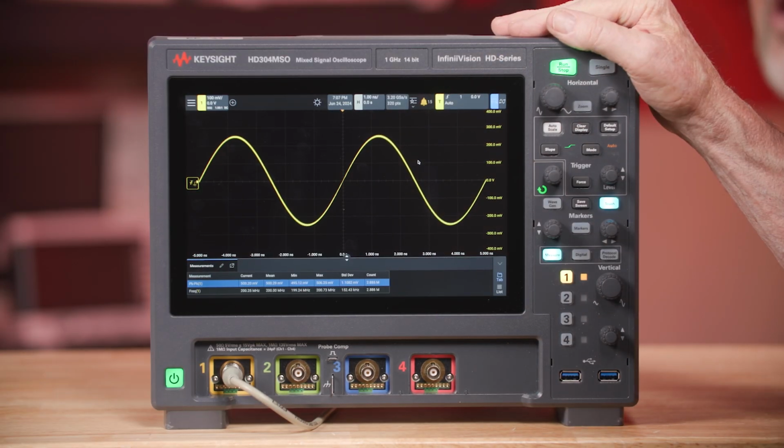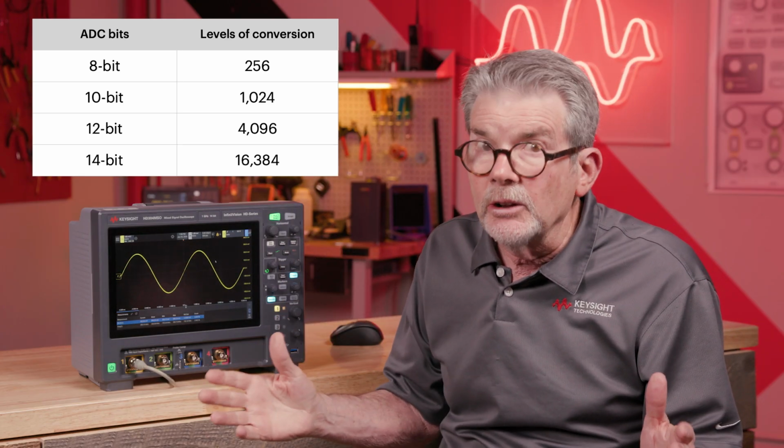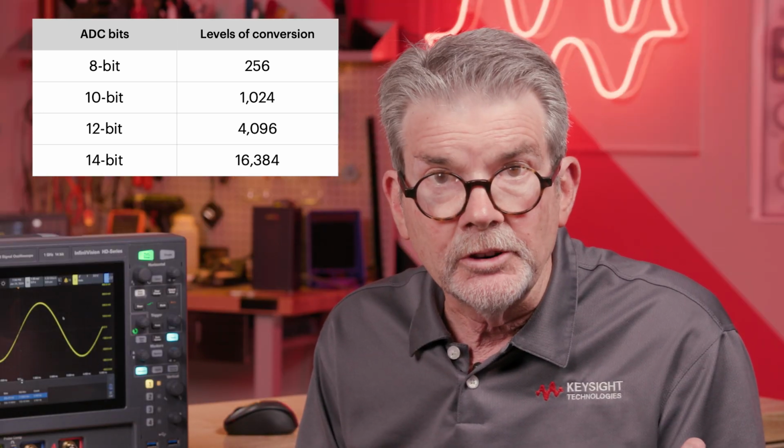The HD3 scope provides 14 bits of analog to digital conversion. This provides over 16,000 levels of conversion. So, why is this important? Most engineers would probably say because they don't want to see a stair-step or jagged waveforms due to a limited number of bits of conversion. In other words, they want to see a smooth waveform.